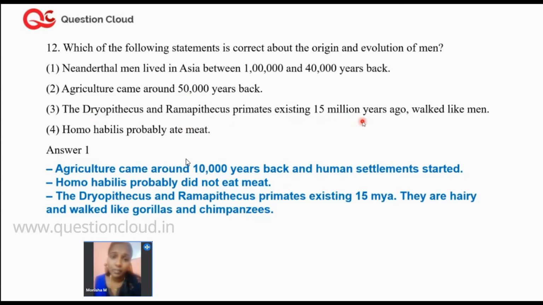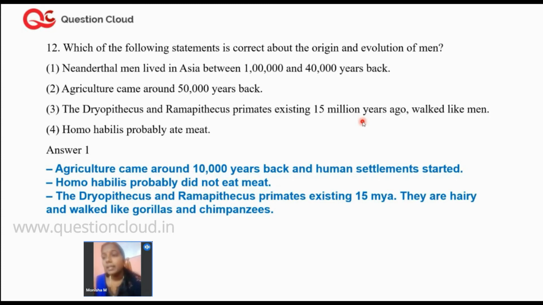That's again a very false statement, because if you remember, the human population started only 4 million years ago. So 15 million is a wrong statement, so that is also incorrect. Next is Homo habilis probably ate meat. These people mostly ate only vegetables, fruits, whatever was available. So they ate meat is again an incorrect statement.